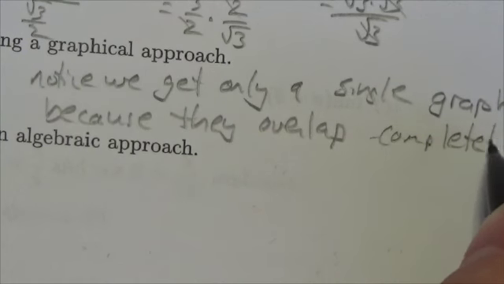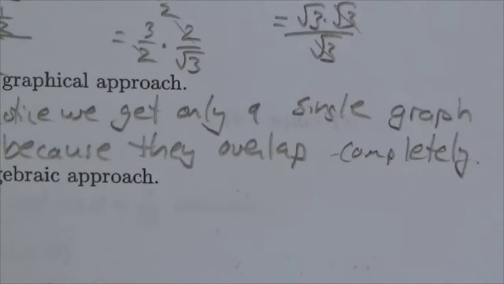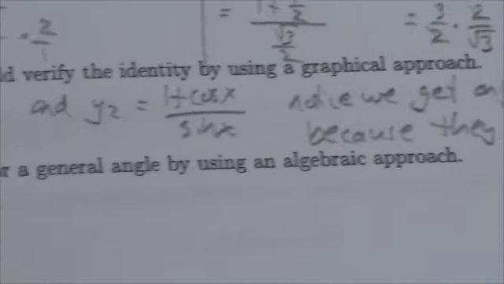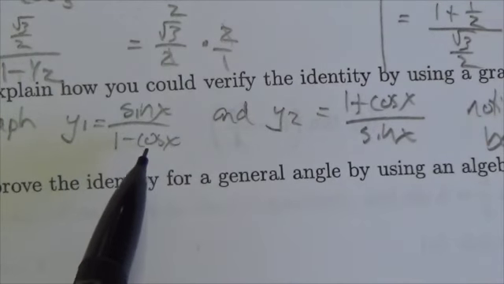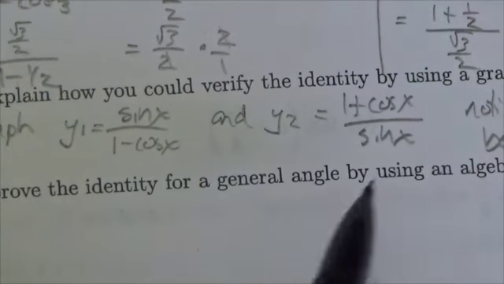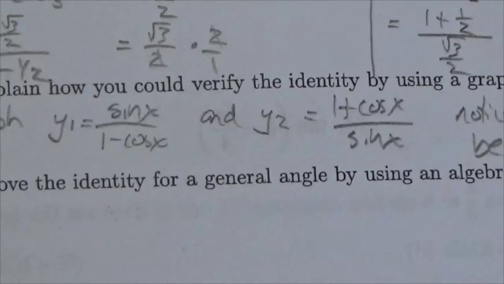Now that's one way of doing it. I'm not a big fan of that method, to be honest with you guys. Personally, what I'd rather see someone say is I entered in y1 equals sine of x over 1 minus cosine of x, and y2 is equal to 1 plus cosine of x over the sine of x. Then you look at the table of values and notice that all the table values are the same.